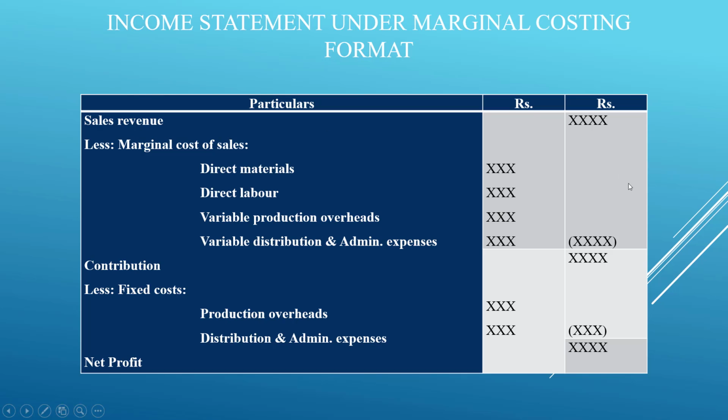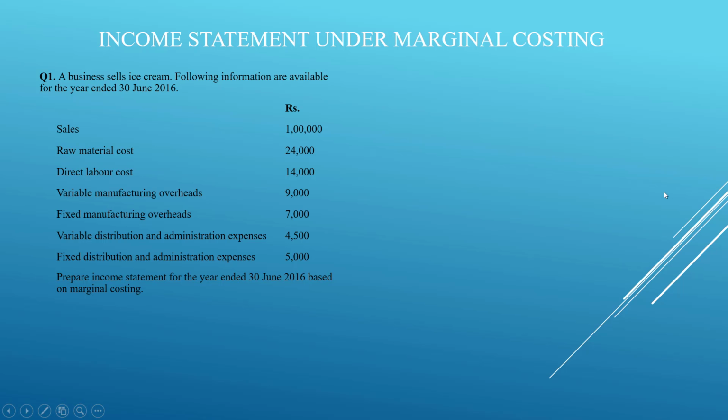Now we'll see how in this format we can solve certain kinds of problems. We'll see one question first. This is the question I have put up. A business sells ice cream. The following information is available for the year ended 30th June 2016. So all the information is given here.